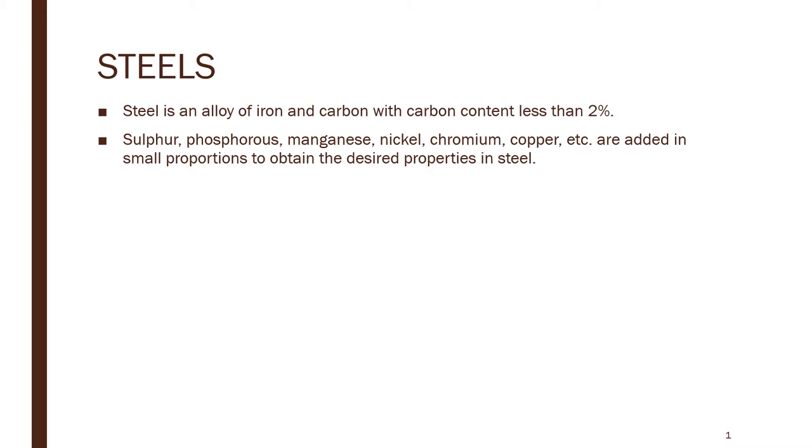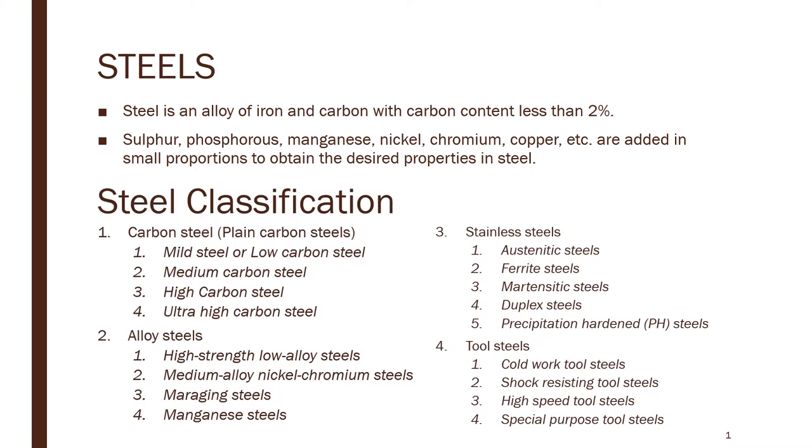Like chromium is added to give more corrosion resistance, like that. So different materials are added to get different properties of steel. So classification of steels, mainly they are classified into carbon steels, alloy steels, stainless steels and tool steels.